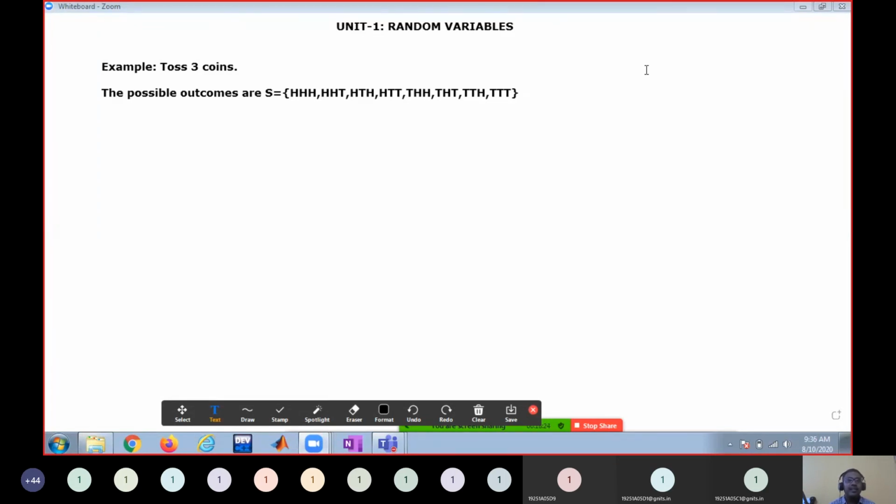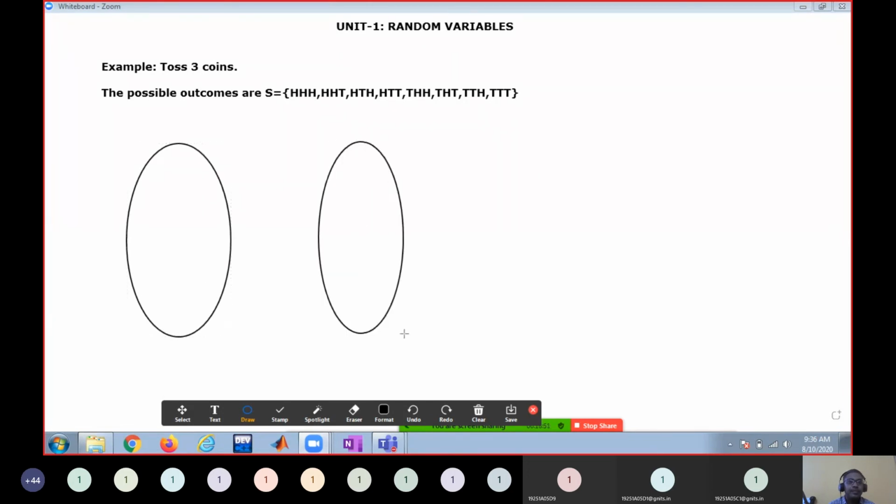Let E1 equal 3 heads are appearing. E2 equal to at least 2 heads are appearing. E3 equal to at most 2 heads are appearing. Like that we have to write down. Okay, so instead of that, what we can do is we can map these elements of the sample space to numbers.